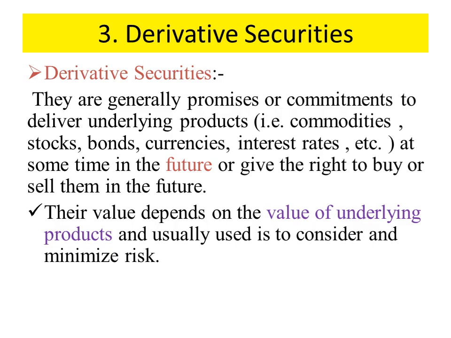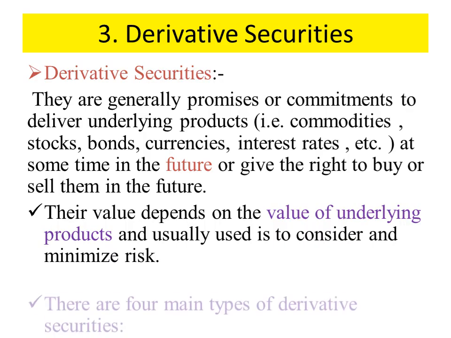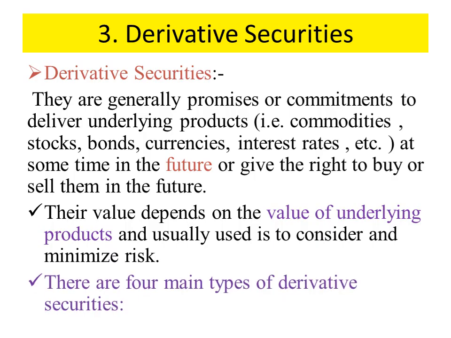Their value depends on the value of underlying products and is usually used to minimize or manage a risk. But as we said, a derivative security has no price of its own. The price of a derivative security is determined based on other underlying assets, such as bonds or other financial securities.